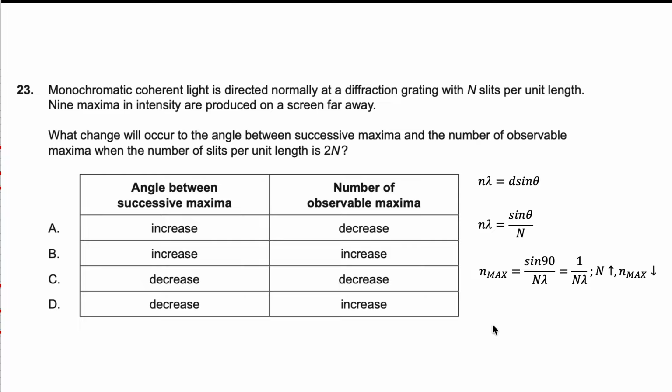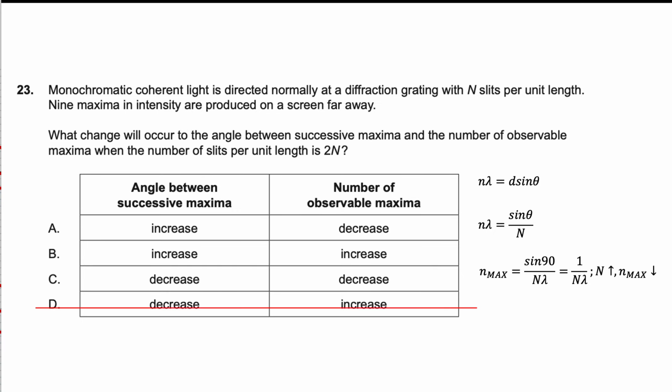Now, the maximum value of n comes when sine of theta, the maximum observable angle of diffraction, is equal to sine 90, which is equal to 1. Okay, so what you can see here is on our top line, we get a 1. We're keeping lambda the same. So the maximum n is going to decrease as we increase this value N from N to 2N. In other words, if we double capital N, we will have a smaller n. So we're going to be able to take away a couple of our answers here. We're expecting n to decrease, therefore we're going to have A and C there.